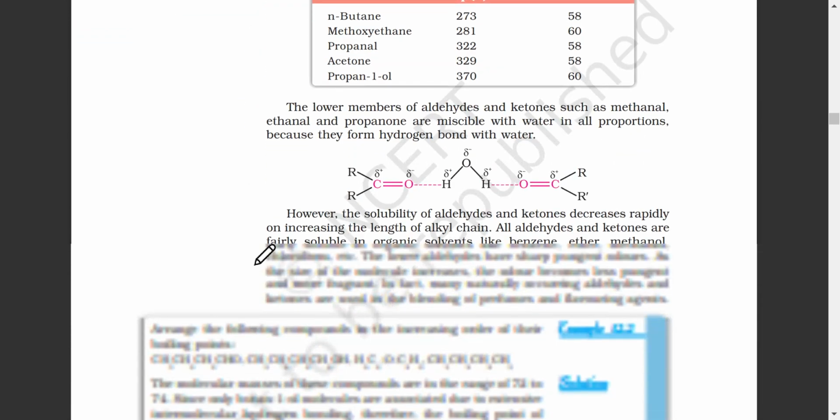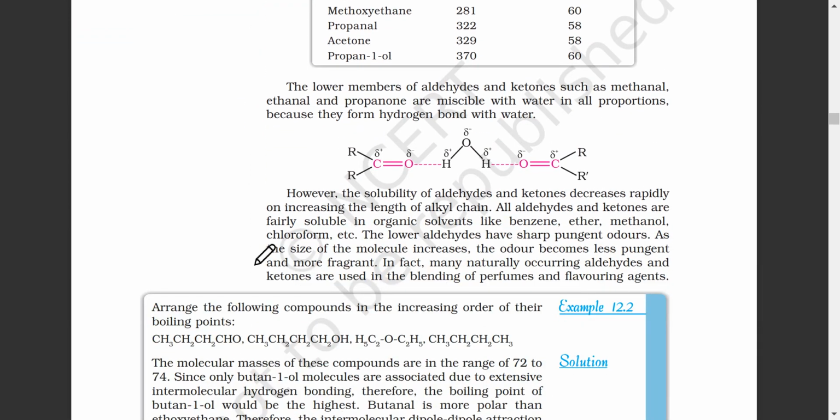Fine. Then it says the lower members of aldehydes and ketones such as methanal, ethanal, and propanone are miscible with water in all proportions because they form hydrogen bonds with water. If you take molecules with fewer carbons, they are miscible with water in all proportions because hydrogen bonding occurs. However, the solubility of aldehydes and ketones decreases rapidly on increasing the length of the alkyl chain. All aldehydes and ketones are fairly soluble in organic solvents like benzene, ether, methanol, chloroform, etc.